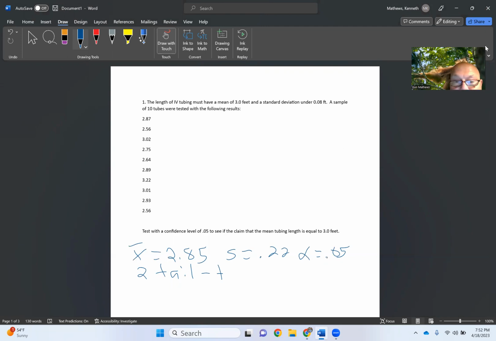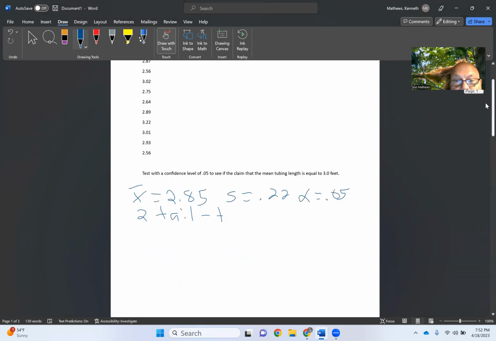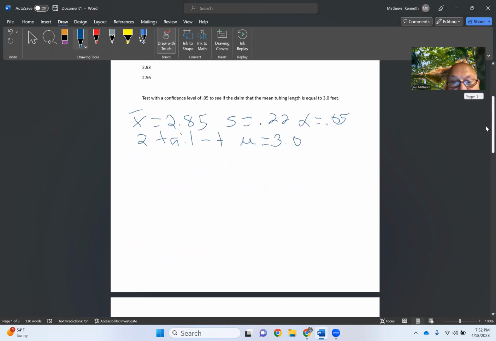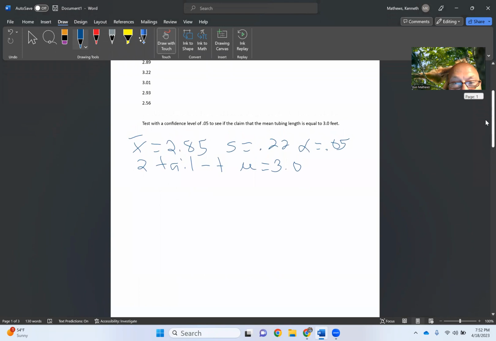All right, so I do believe we have enough. Oh, and the mean claim is equal to 3.0. Now, if the company making the tubing claims the mean is 3.0 and charges it that way, but really only has the mean 2.85, they could be gypping the hospitals. So that's why such a test is kind of important. Okay, so there's our information.